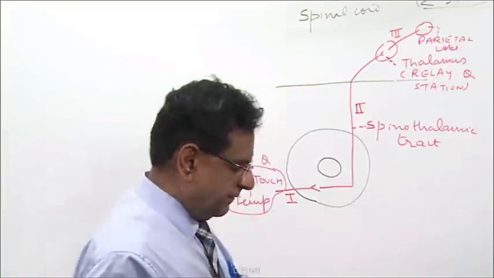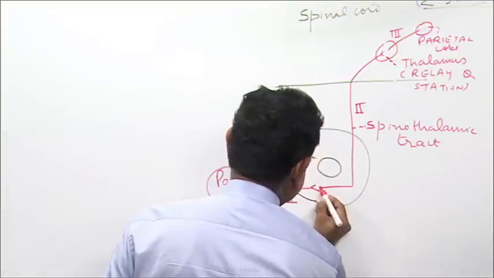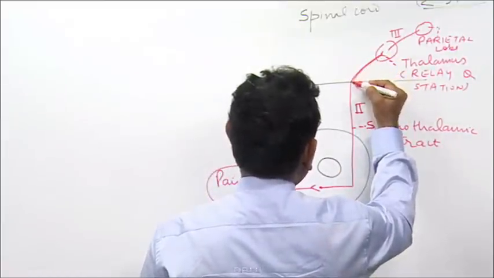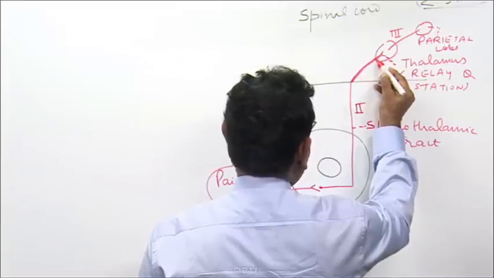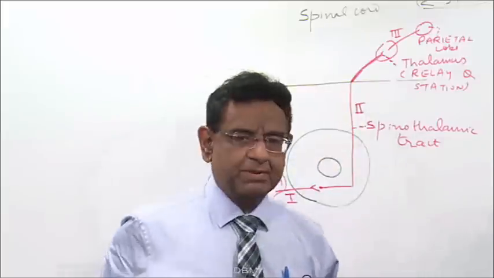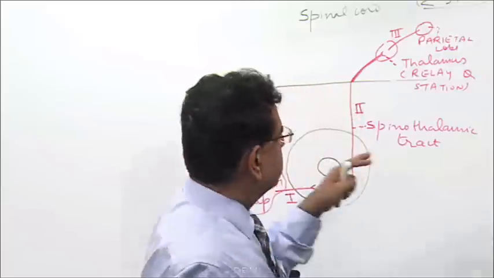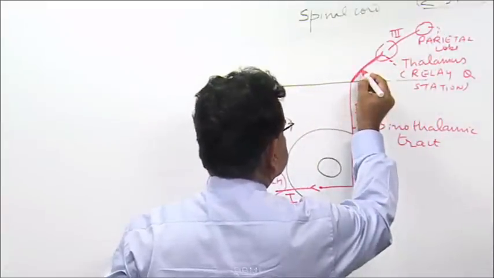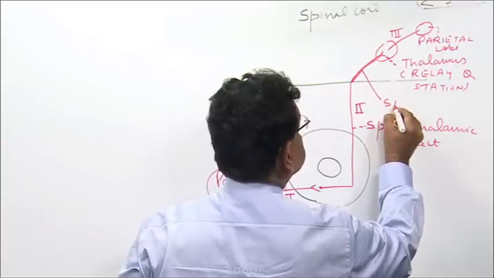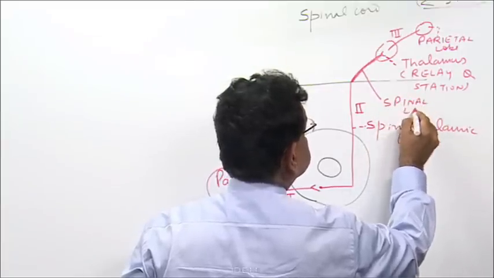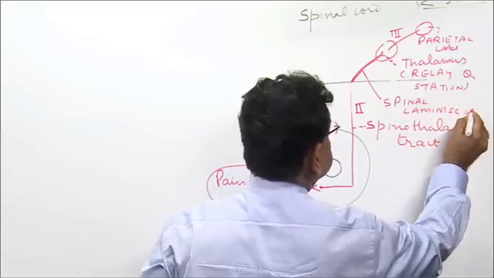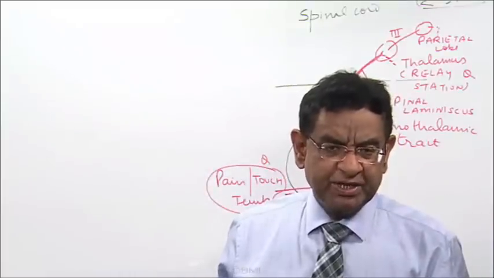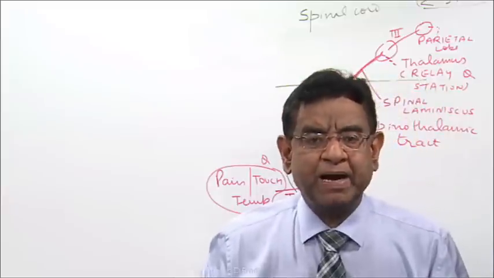Now two more things to learn. These second order neurons start from here and they are going and ending here. But this part of the spinothalamic tract, the second order neuron which lies in the brain, this part above is the brain. This is known as spinal lemniscus. Please note, it is that part of the spinothalamic tract which is lying in the brain, what we call spinal lemniscus.